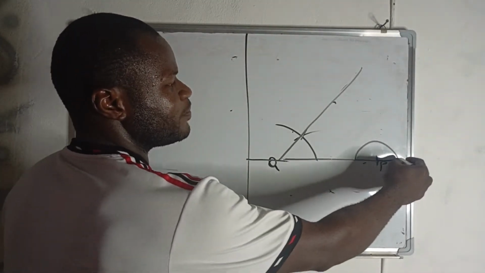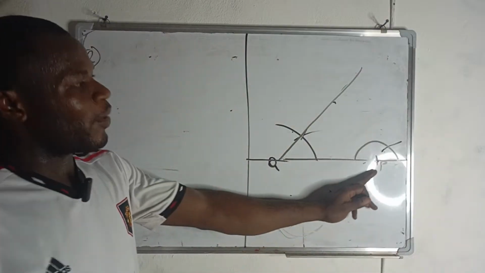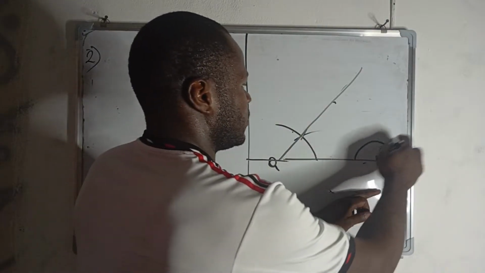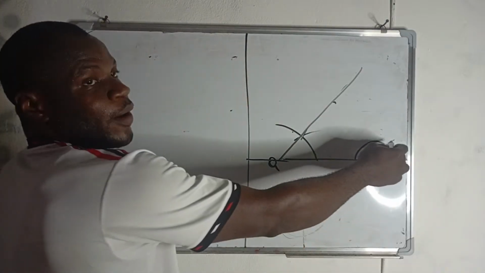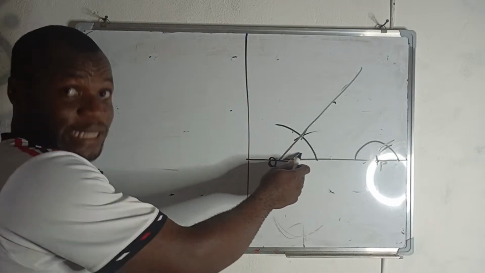So here you still put this with the same measurement, you cut this. So this is our one from here to here is our 120. When you add it to this, you have 180. You can see that they are supplementary.